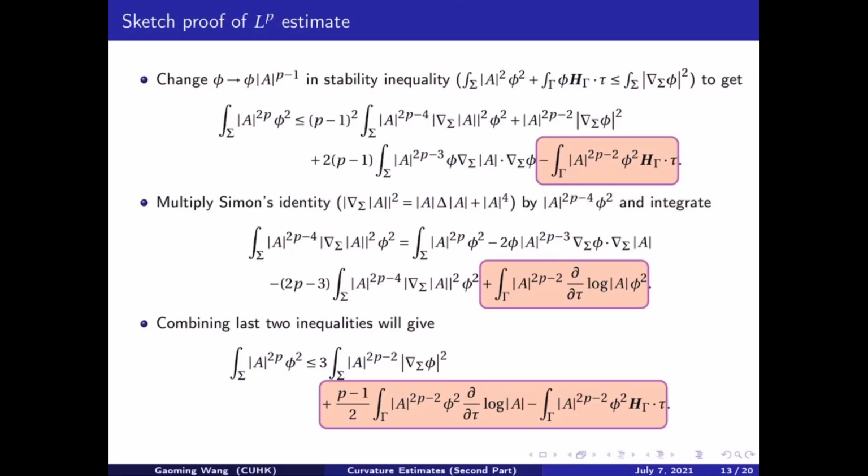Let's sketch the proof of LP estimate. Following the Euro minimal surface case, let's change phi to phi times a to the power of p minus 1 in the stability inequality. Keep in mind the condition for phi will change after this substitution. Here, the condition for phi is such that phi times a^{p-1} is in W^{1,2}. After this substitution, we will have an extra term coming from the boundary part of the stability inequality. We have used the red box to mark these extra terms compared with the usual minimal surface case.